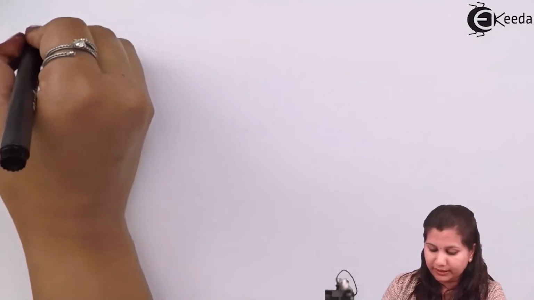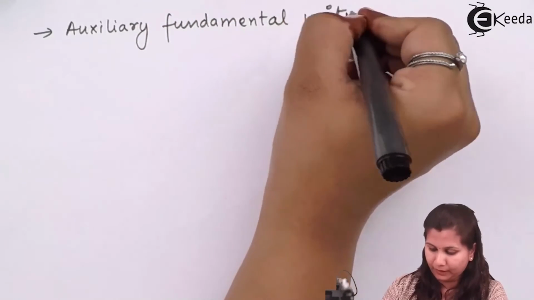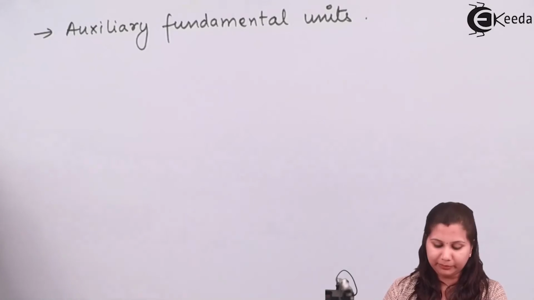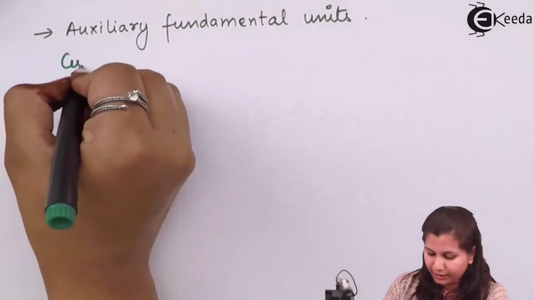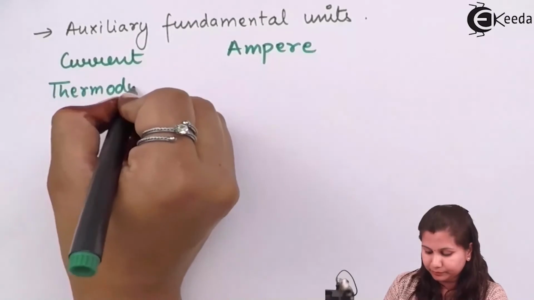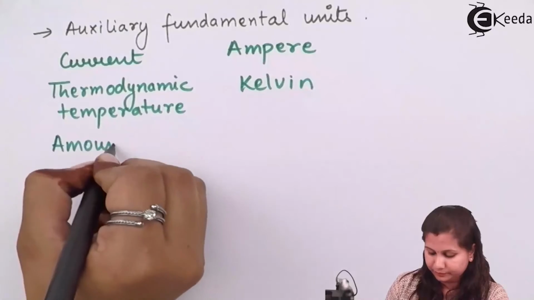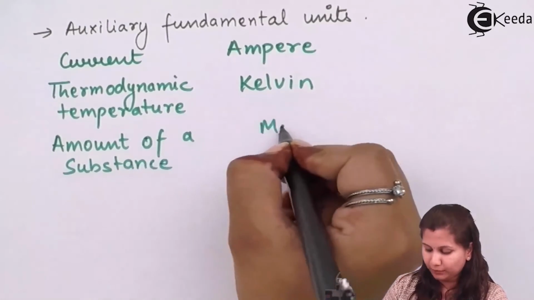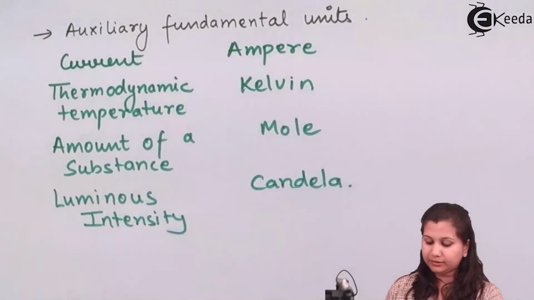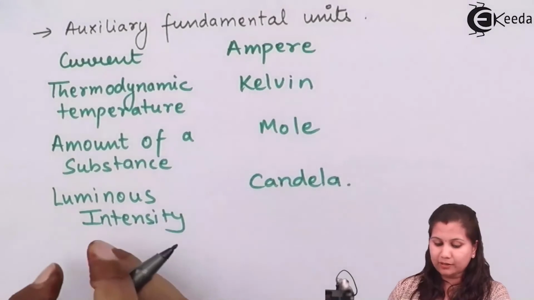Next type of units are the auxiliary fundamental units. Other than the mass, length, and time, there are some units in thermodynamics which come under the category of auxiliary fundamental units, like for current, we have ampere as the unit of measurement. So other than the units in mechanics, we have some units which are expressed in thermodynamics, and these are called the auxiliary units.